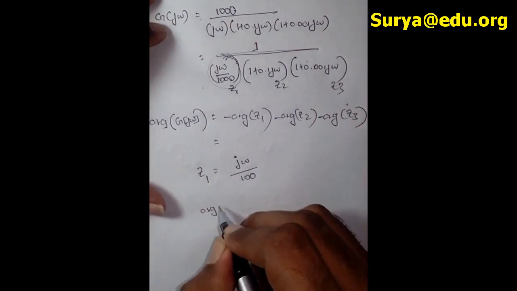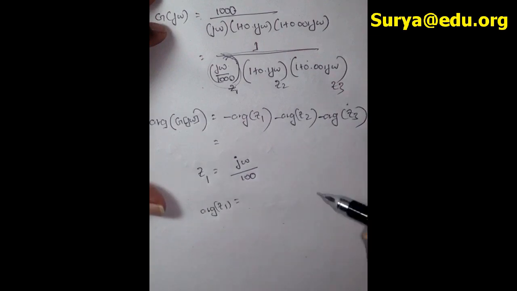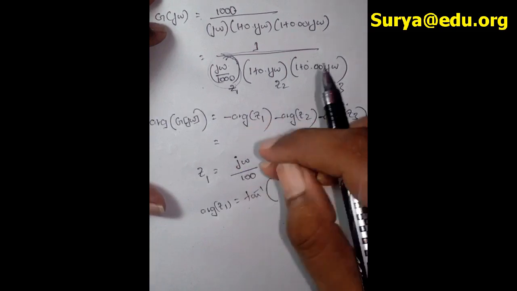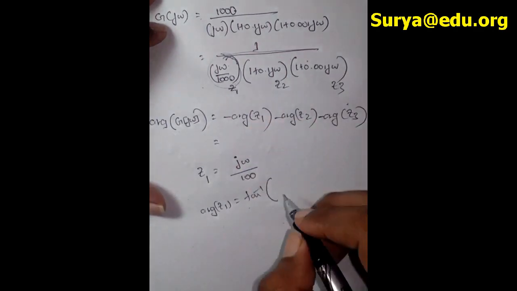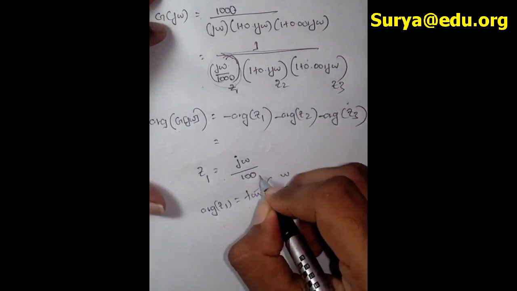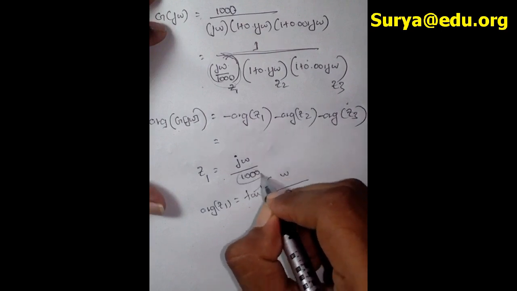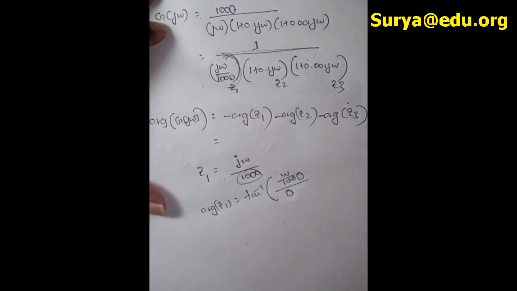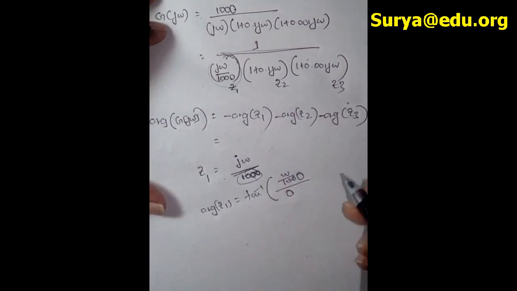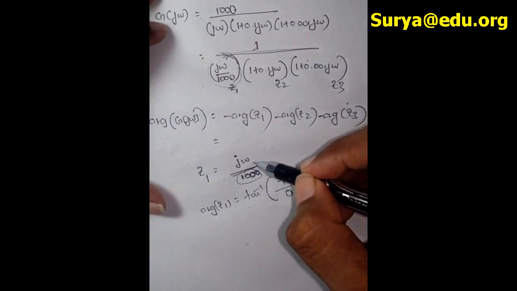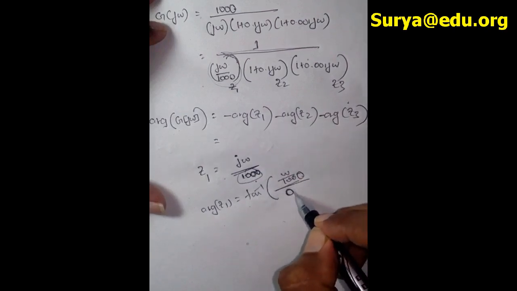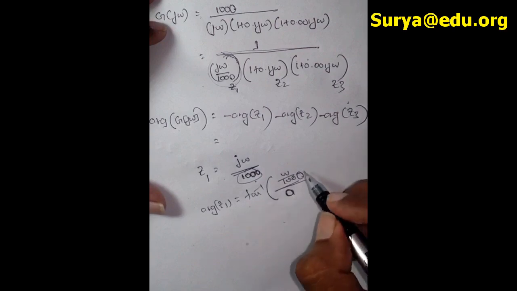So what is the argument of Z1? It is the tan inverse of imaginary component divided by real component. Here there is no real component, so it is 0. What is the imaginary component? j omega divided by 1000, so the imaginary component will be omega divided by 1000. So omega divided by 1000 divided by 0. This 0 stands for the real component, so no real component.